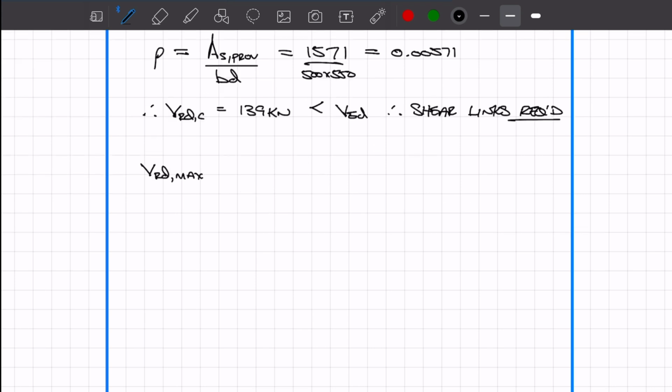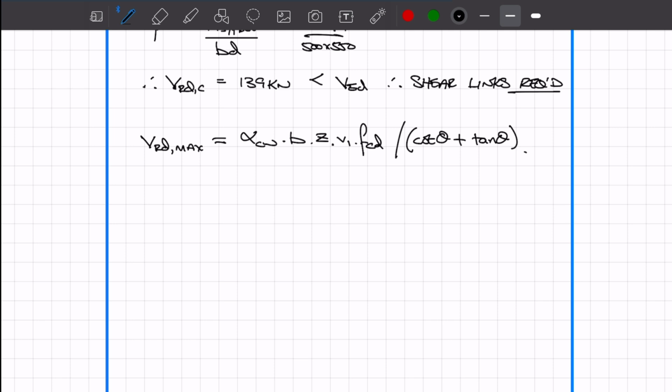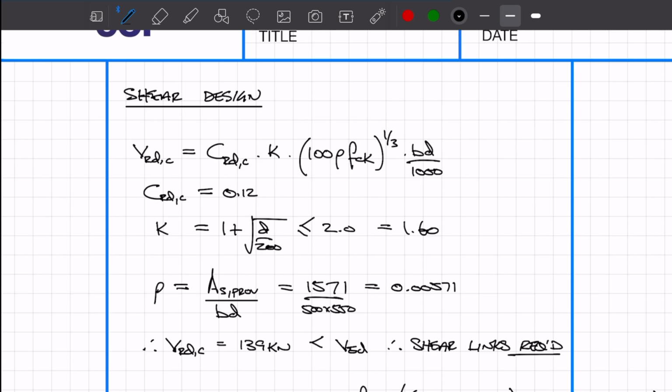Next we need to calculate the maximum amount of shear force this section can take. I also forgot to put references next to equations. This is useful and it's good practice to put references of where you get values or equations from.